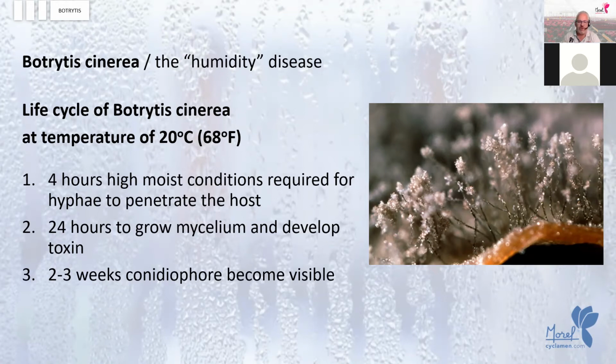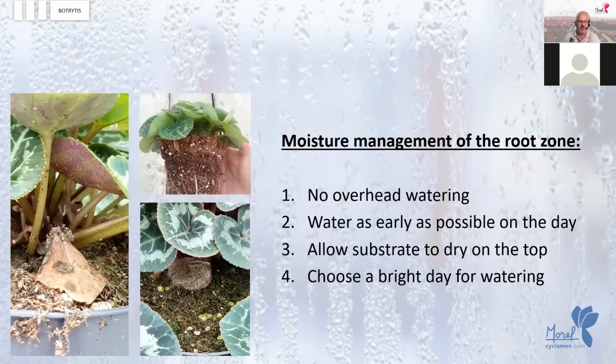So what can we do to try and prevent a botrytis infection from taking place? That's what we will show in the next slide. The first mode of prevention is through the watering that we do. And I think it speaks for itself that overhead watering is not done if we try to avoid 100% humidity for 4 hours in a row.